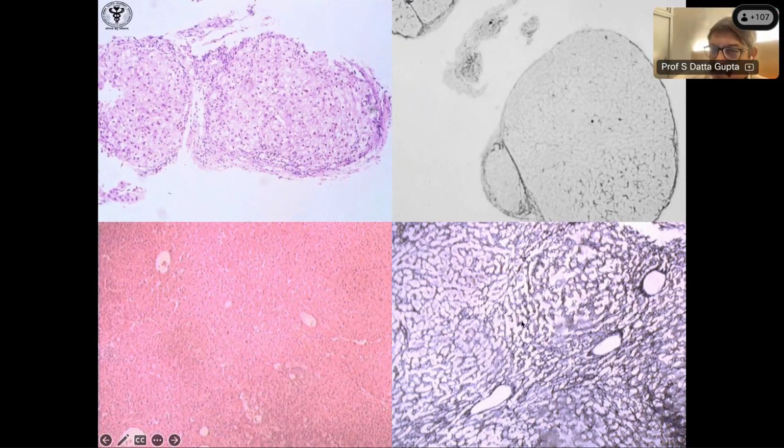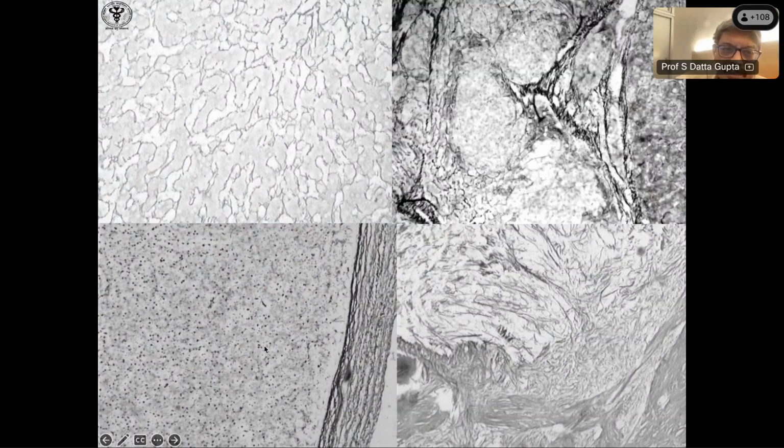That explains the portal hypertension, right? So you see, reticulin helps in these conditions. That's why we do it. And this is reticulin. Why is reticulin absent in this? And absent here? Anybody?